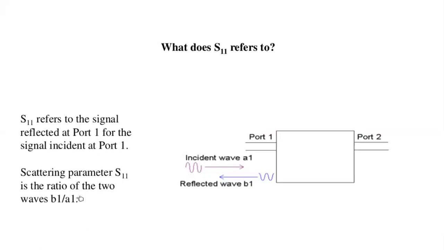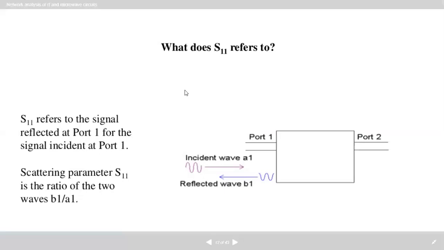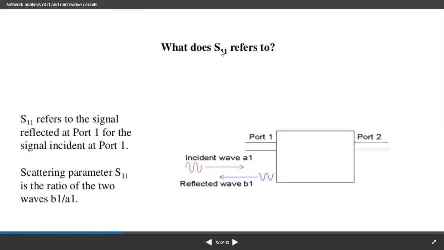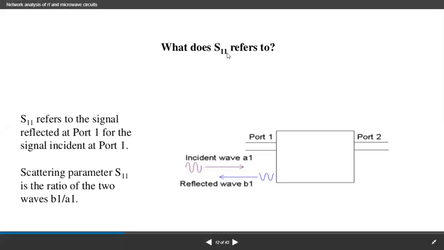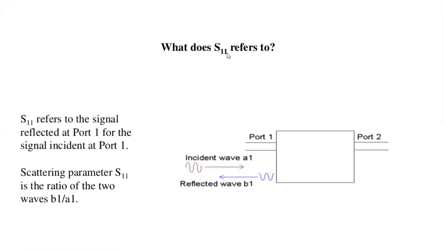So we will do it in tomorrow's class, because you have to derive an equation for that. After deriving, you will be writing the scattering parameters. So in all the equations where you have S11, S12, S13, S14, the first term will represent the signal reflected at the port, and the second term will represent the signal incident at the port.